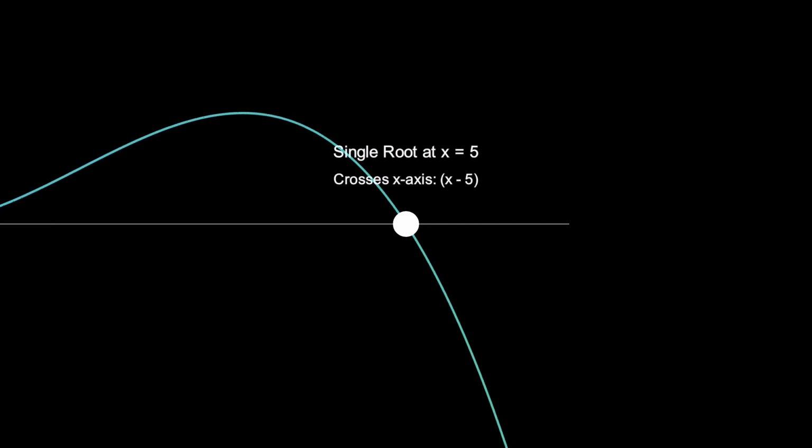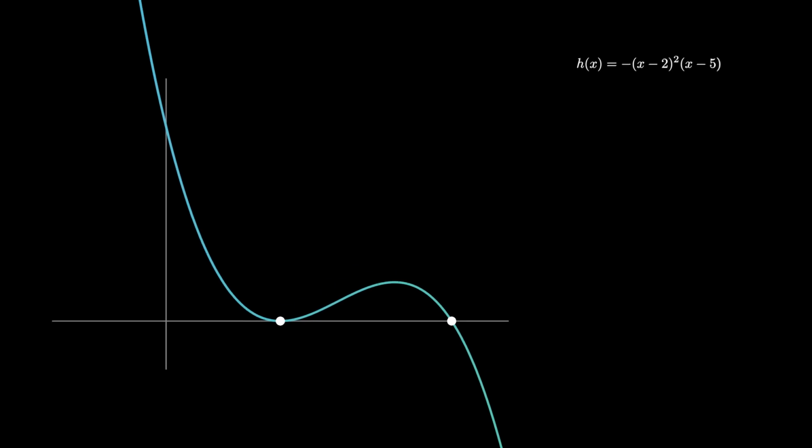So we can write h of x as h of x equals negative times open bracket x minus 2 close bracket squared times open bracket x minus 5 close bracket. The negative sign is there because the graph is a negative cubic. It starts high on the left and goes down to the right. Now let us expand this step by step.